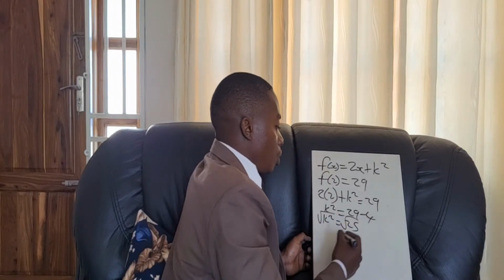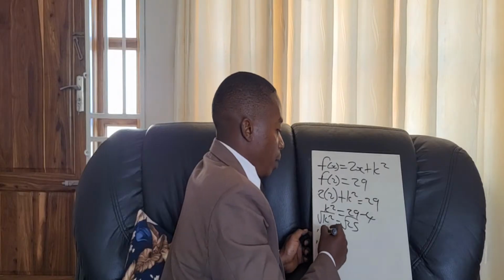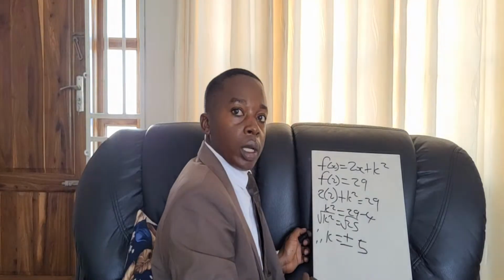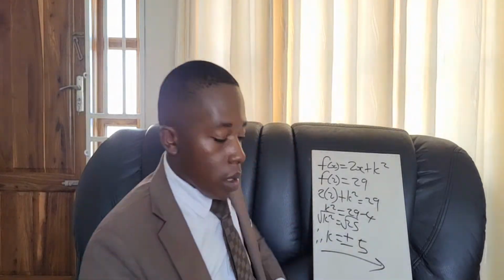So introduce the square root sign. Therefore, k is equal to plus or minus 5. Plus or minus 5. This is the final answer. And this was the last question.